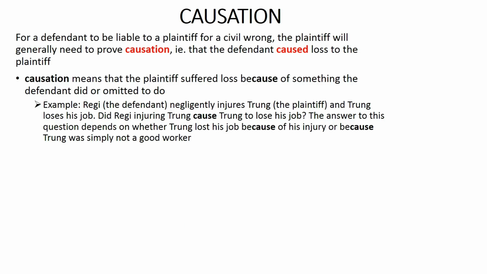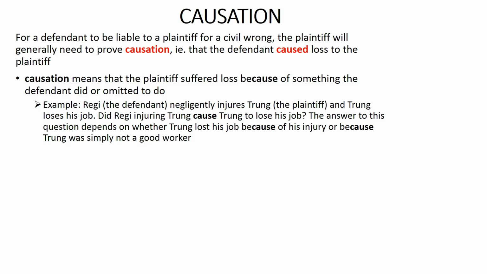The next important concept is the concept of causation. For a defendant to be liable to a plaintiff for a civil wrong, the plaintiff will generally need to prove causation. That is, that the defendant caused loss to the plaintiff. Causation means that the plaintiff suffered loss because of something the defendant did or omitted to do, that is, failed to do.